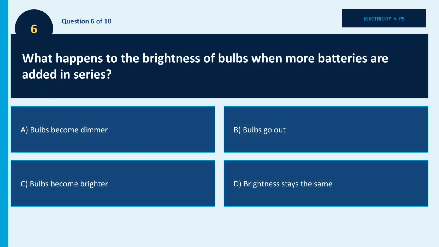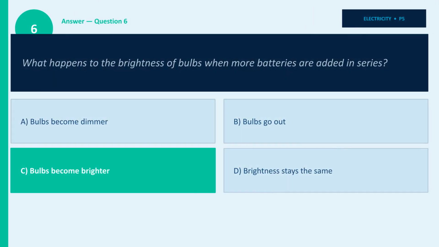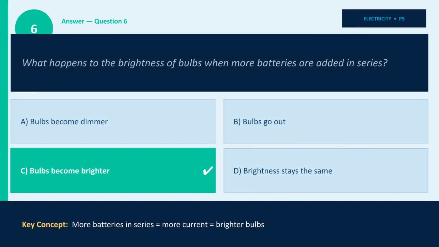Question 6. What happens to the brightness of bulbs when more batteries are added in series? Consider the effect of increased power. The answer is C. Adding more batteries in series increases the current, making the bulbs brighter.